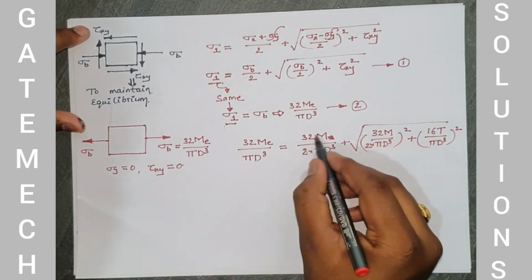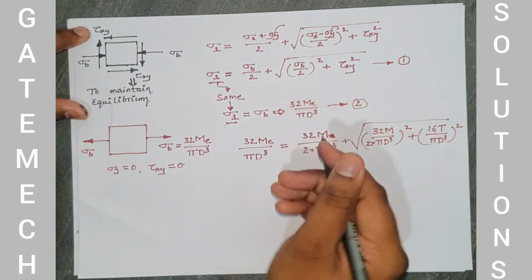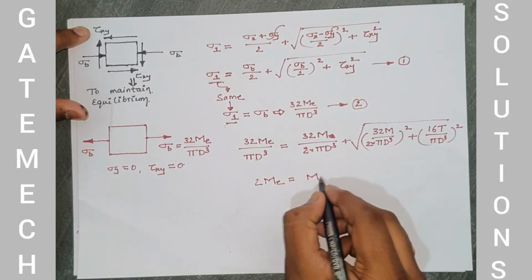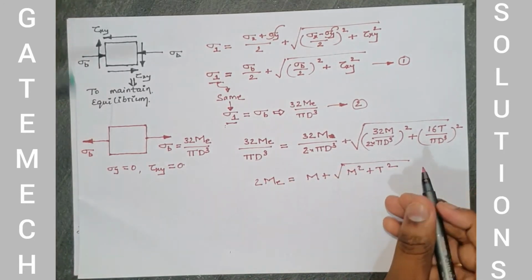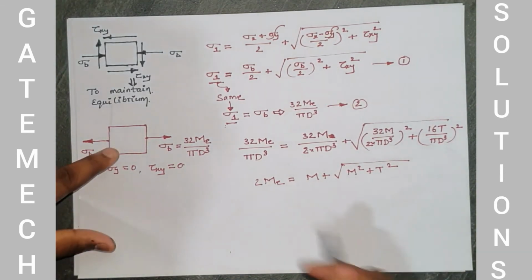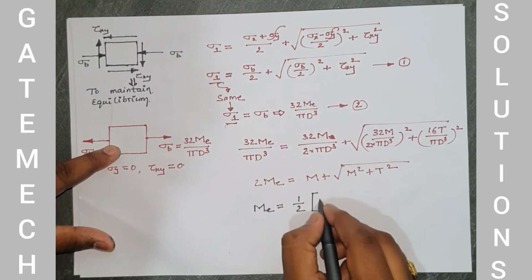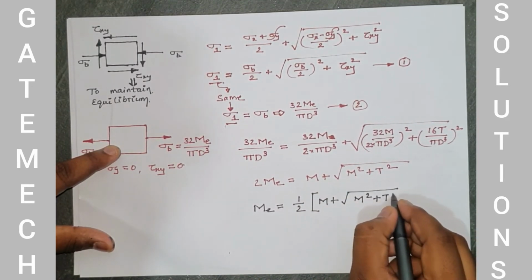Now 32 divided by 2 means 16, so here also 16. 16 divided by pi d cube is common, and it cancels out. Then you will get 2 times ME is equal to M plus under root of M square plus T square. If you take this 2 to the right hand side, then the equivalent bending moment formula you will get is half of M plus under root of M square plus T square.